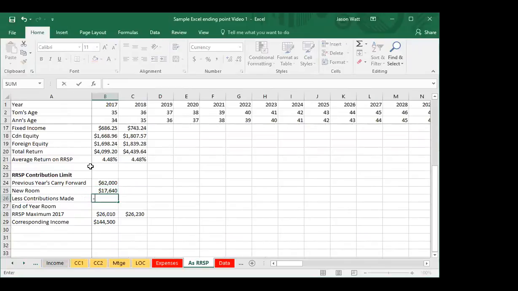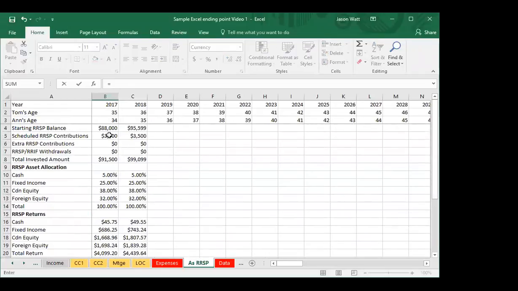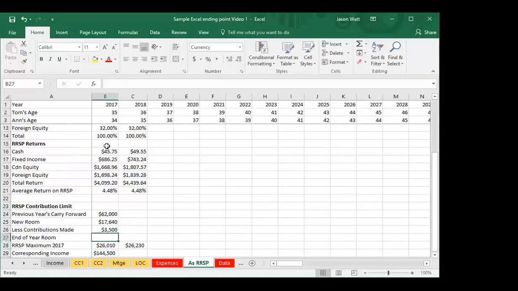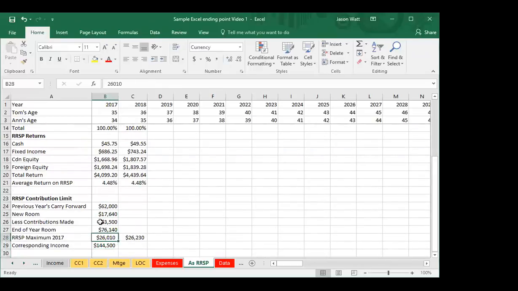And then less any contributions made, well, contributions will simply be any scheduled amounts plus any new amounts. Easy enough. And that gives her end of year room, which is going to be 62,000 in this case, plus her new room minus her contributions, and that's 76,140.